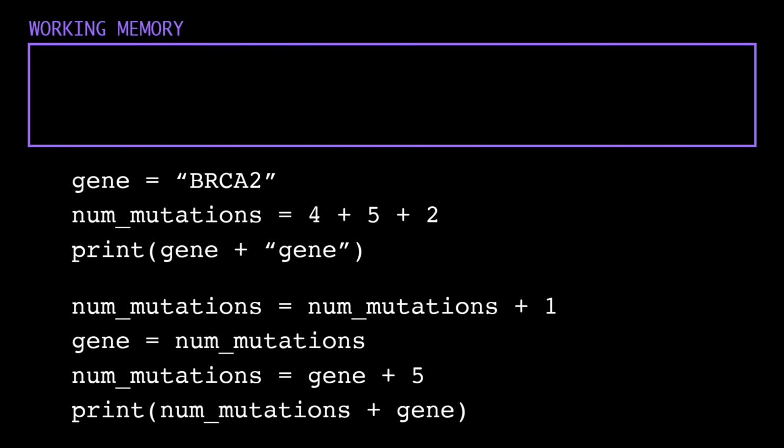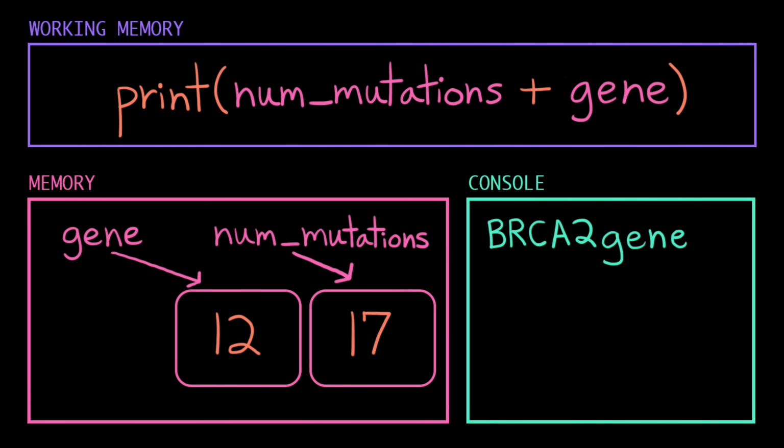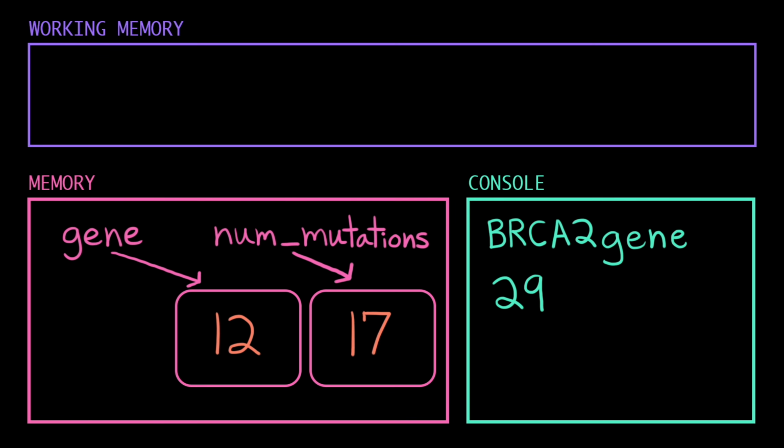This last line is just a print function, so we evaluate the expression inside the parentheses first. We go off, we grab the value stored in nummutations, we substitute it in, and then we do the same for the variable Gene. We add those two integers together to get a single value, and then we peek outside the parentheses and see that we need to print that value to the console.